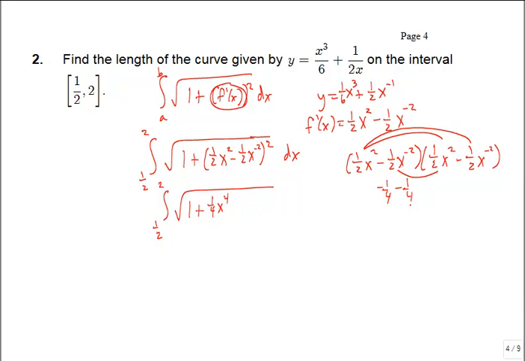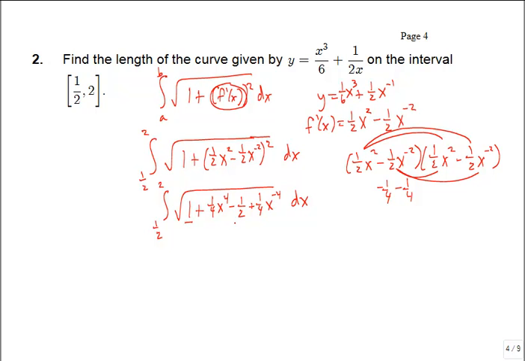So the middle term is actually 2 times this negative 1/4, which is minus 1/2. Then on the end, we're going to get a negative 1/2 times a negative 1/2, which is a positive 1/4, and an x to the negative 2 times an x to the negative 2 is an x to the negative 4. So this is what it looks like. There's my 3 terms from my FOIL.